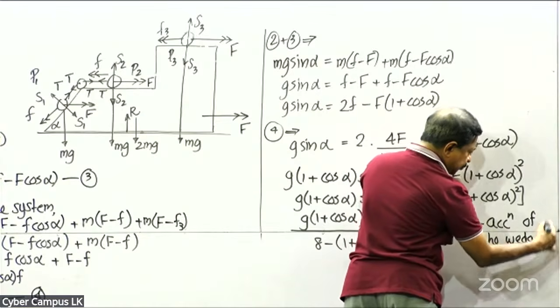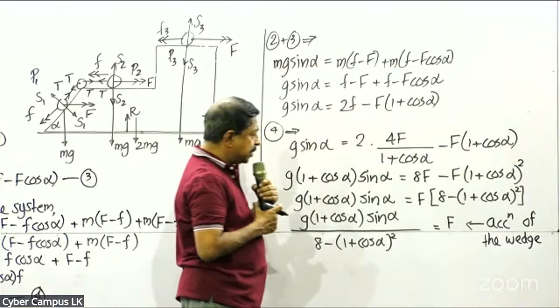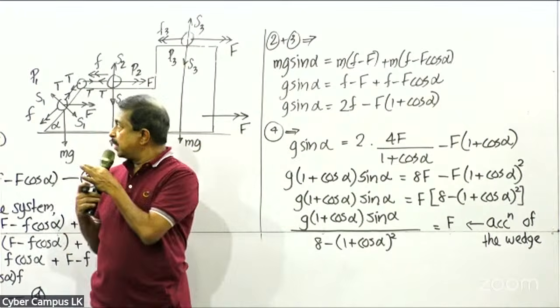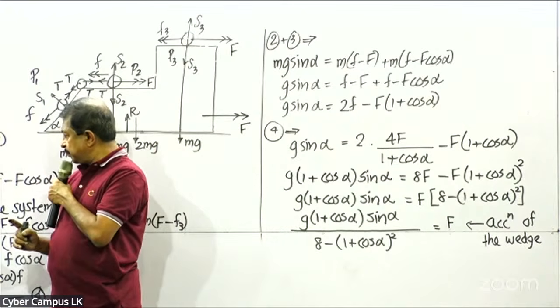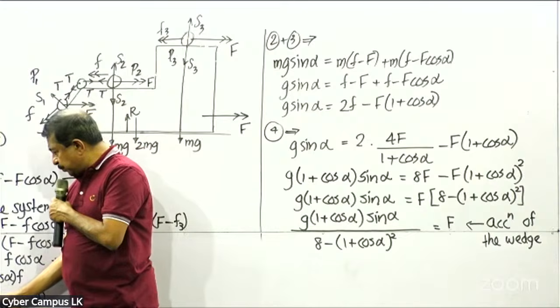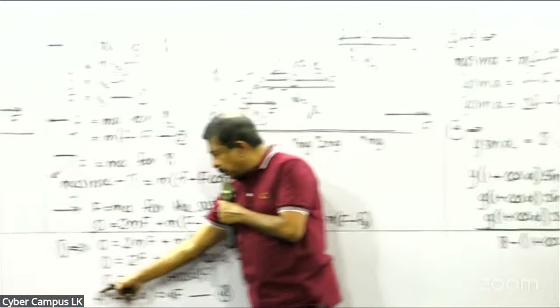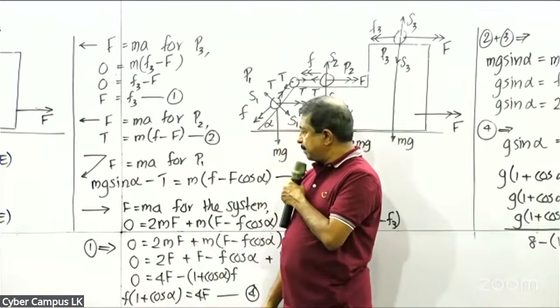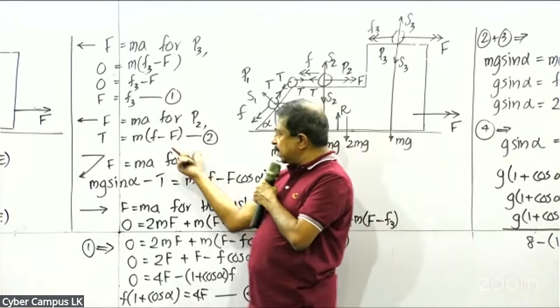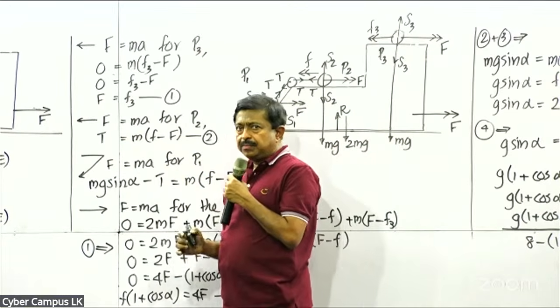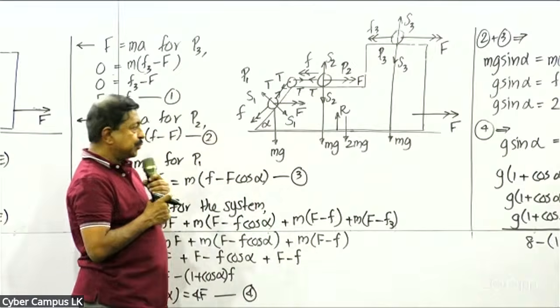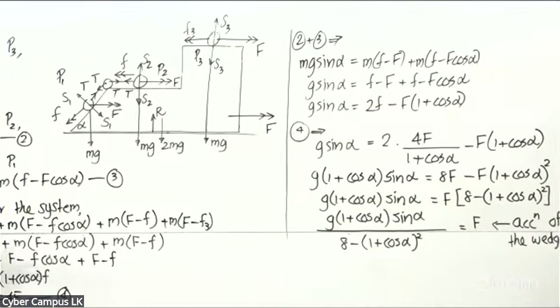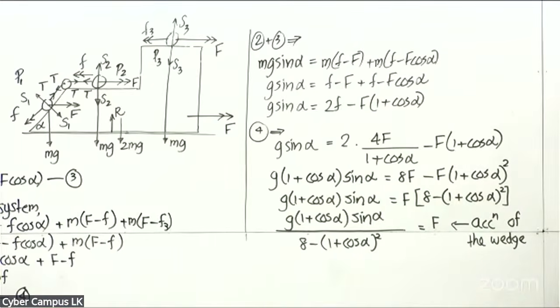Now, once you know the acceleration of the wedge, you can find everything. For example, you know the F3. If you substitute that expression here, you can find simple F. If you know both simple F and capital F, you can find T. So you know everything. It's not a big deal. Once you find one of them, then you know the rest.